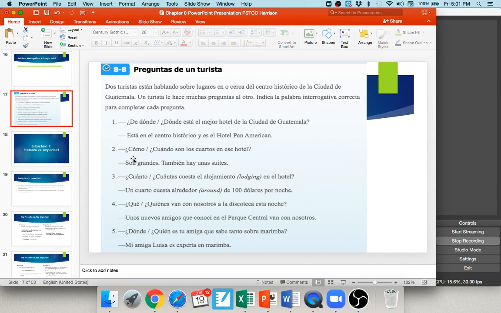Number 4. ¿Qué o quiénes van con nosotros a la discoteca esta noche? So what or who all is going with us to the discotheque tonight? Well, you wouldn't say what is going with us, probably who all, so quiénes. And number 5, ¿dónde o quién es tu amiga que sabe tanto sobre marimba? So where or who is your friend that knows so much about marimba? You've got to keep reading to know. It says, mi amiga Luisa es experta en marimba. So my friend Luisa is an expert in marimba. So we wouldn't say where is she. We're asking who is she. So it should be quién es.